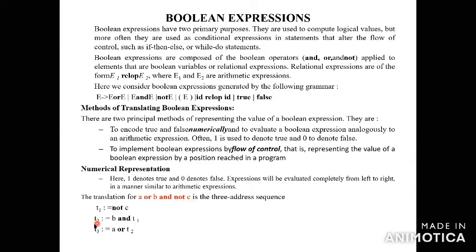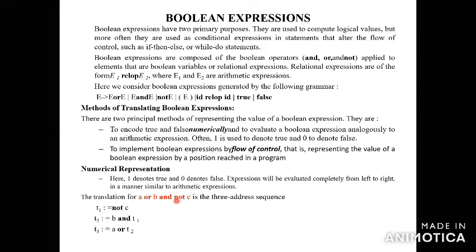The next thing, T2 equal to B and T1. T3 will be equal to A OR T2. Similarly, you have to write the 3 address code sequence for the given expression: A OR B and not C.